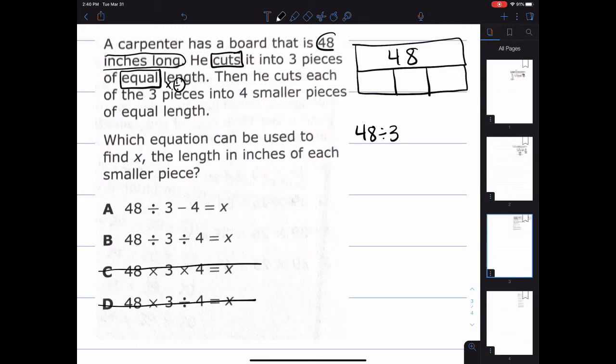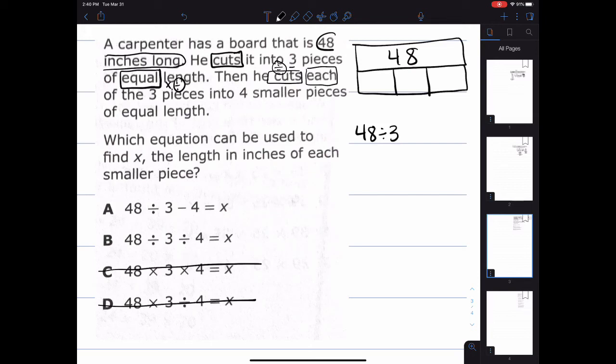It says, then he's going to cut. Here's the same keyword that I just saw. So I know that if he's cutting, he's breaking things apart. So that either means divide or subtract. It's going to be divide if it's equal groups, and it's going to be subtract if I am doing different size groups. So it says each. So that's right there a keyword that I'm going to be breaking apart each one of these into equal groups. So now I know that I'm probably going to be dividing again.